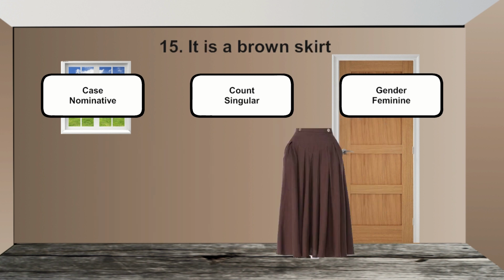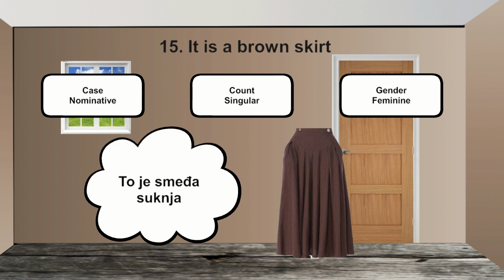Question 15. Petnaesto pitanje. It is a brown skirt. Feminine, singular. To je smeđa suknja. And again. To je smeđa suknja.